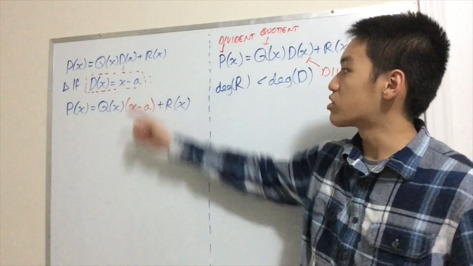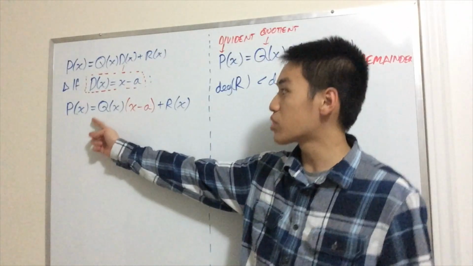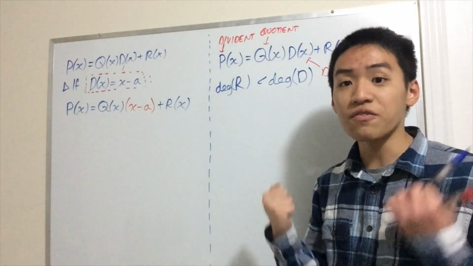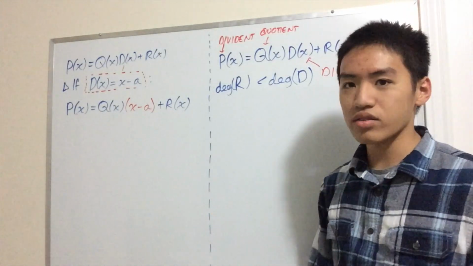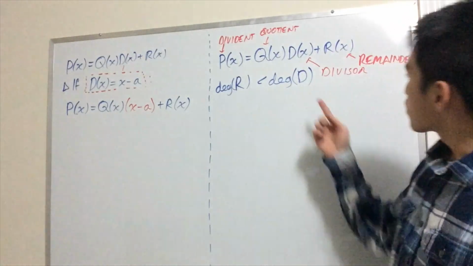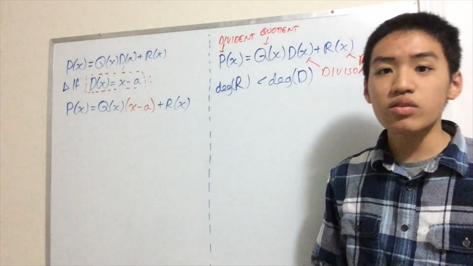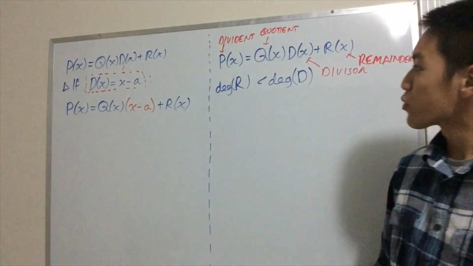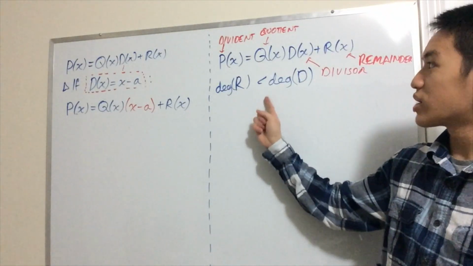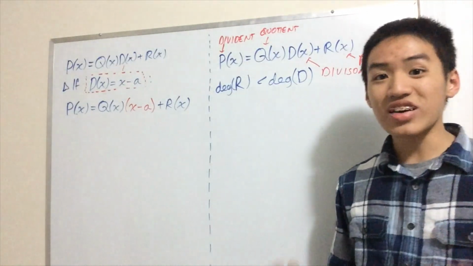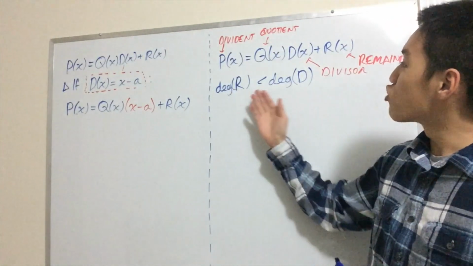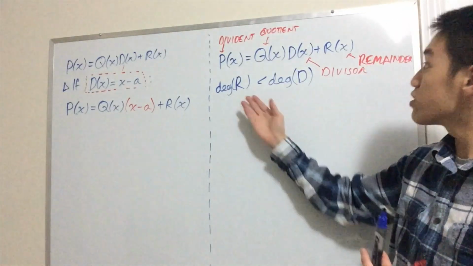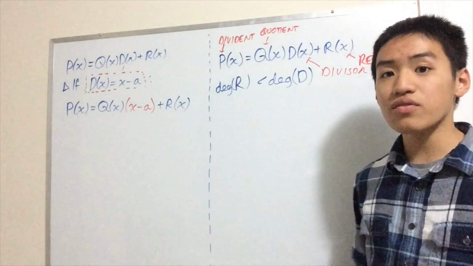We're going to make this substitution and say p of x must therefore be q of x times x minus a, that's our new divisor, plus r of x. But look at this restriction here, because we know there needs to be one unique way to divide. We need the degree of the remainder to be less than the degree of the divisor, because if the degree of the remainder is equal to the degree of the divisor, we could still divide. If it's greater than the degree of the divisor, we could still divide.